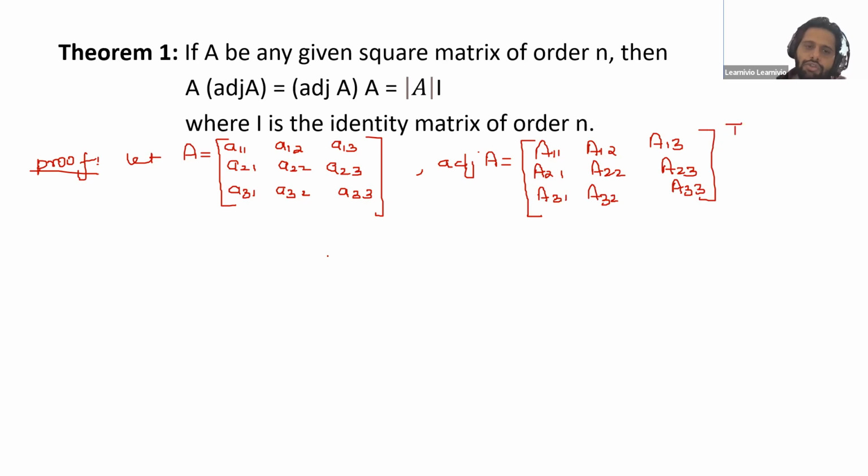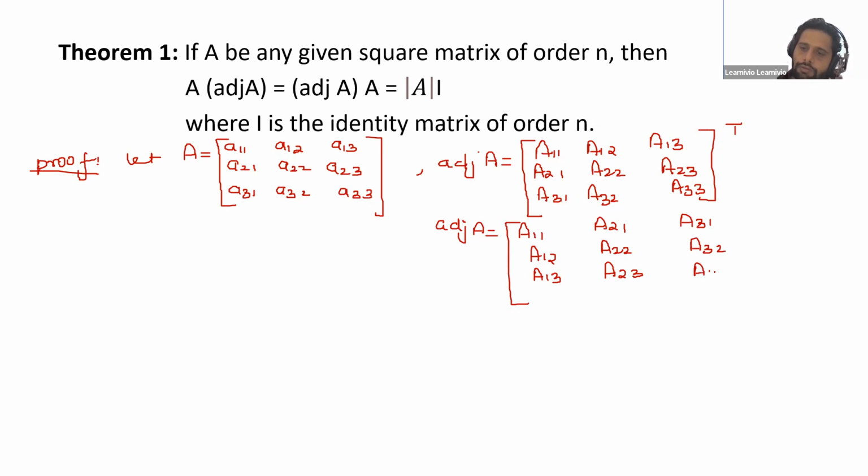So the adjoint of A is equal to the transpose of this. The first row becomes the first column: A11, A21, A31, A12, A22, A32, A13, A23, A33. Okay, this is how we get the adjoint.